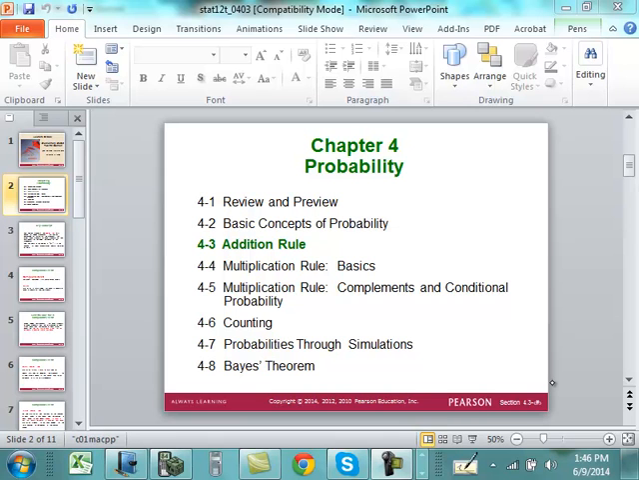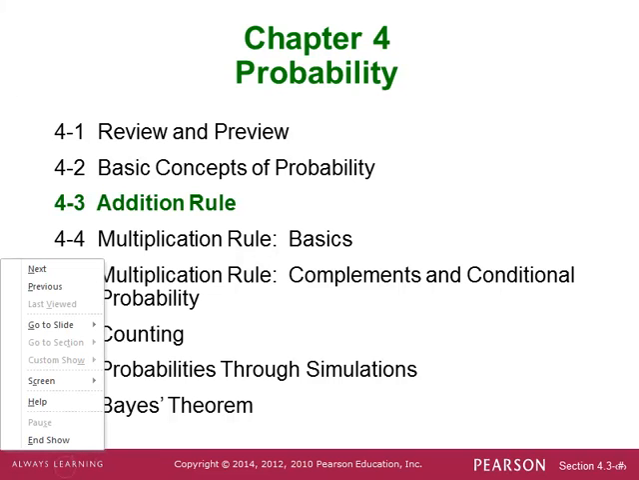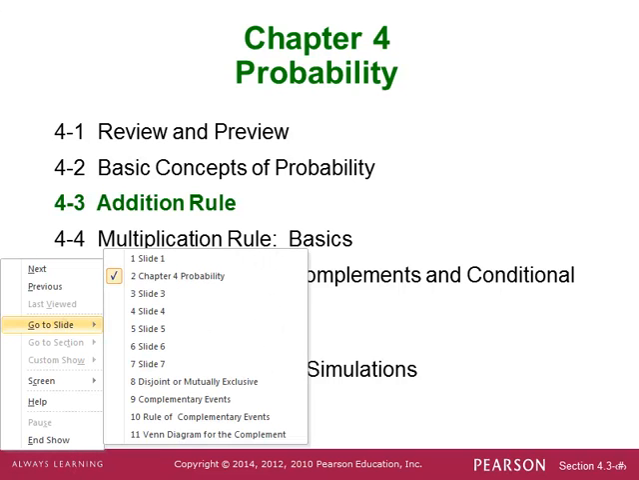We are going to continue this discussion of computing probability by combining two more simple events in the form of the union of those two events and then calculating the probability of that union of two events.